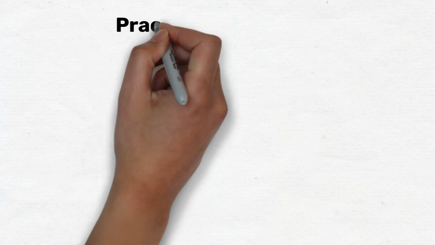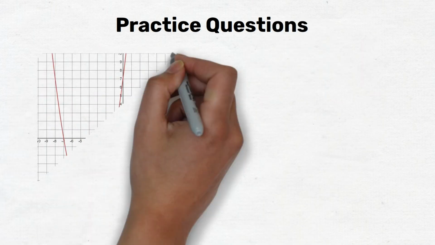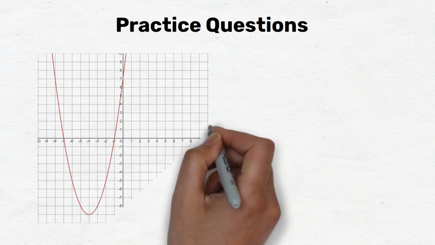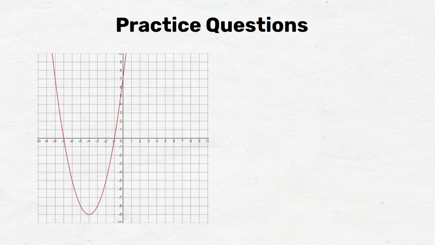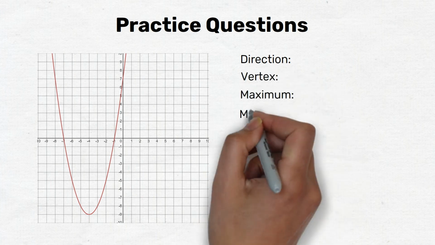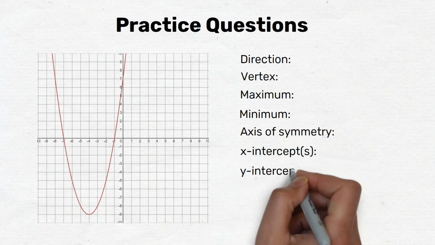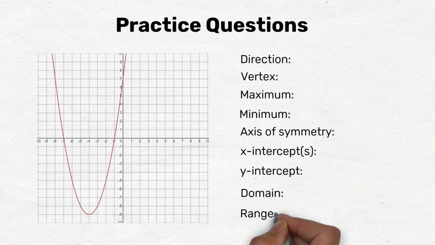Now that you have all of your definitions, it's time to put them together and do a couple of practice questions. So we're going to look at a couple of graphs, and for each graph, we're going to see if we can figure out 9 things: the direction of opening, the location of the vertex, the maximum and minimum values, the axis of symmetry, the x-intercepts, the y-intercept, the domain, and the range.